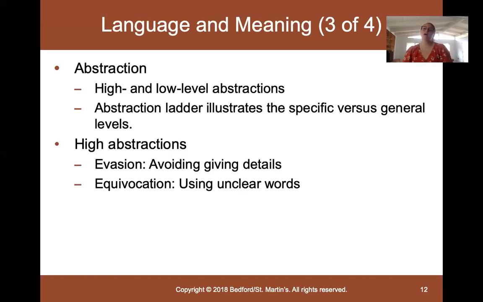So abstraction. So there are high and low levels of abstraction, right? You can be more abstract in your language, or you could be less abstract in your language. There's going to be an abstraction ladder on the next page that illustrates specific versus general levels of abstraction. And then high abstraction is going to be evasion, like avoiding giving details when you're not detailed in your language. And equivocation is just using unclear words that we might not necessarily know what exactly you're meaning by, so it's very abstract, so we don't totally have an understanding of what it is that you're trying to communicate.